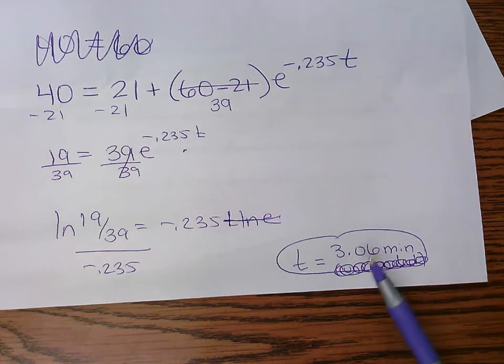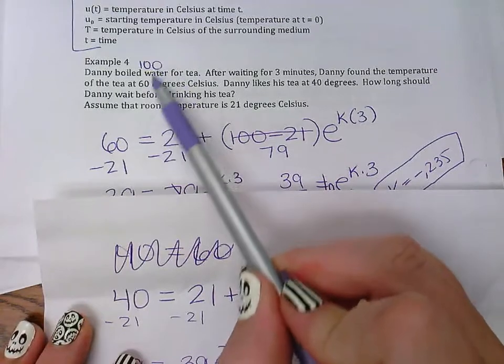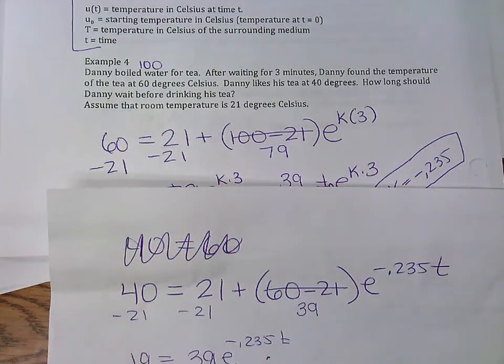But that kind of makes sense, right? Because think about it kind of as a half-life. The temperature went from 100 down to 60, which is almost 2/3. And then 60 down to 40 is kind of another 2/3. So it kind of makes sense that it took 3 minutes and then another 3 minutes. Alrighty.